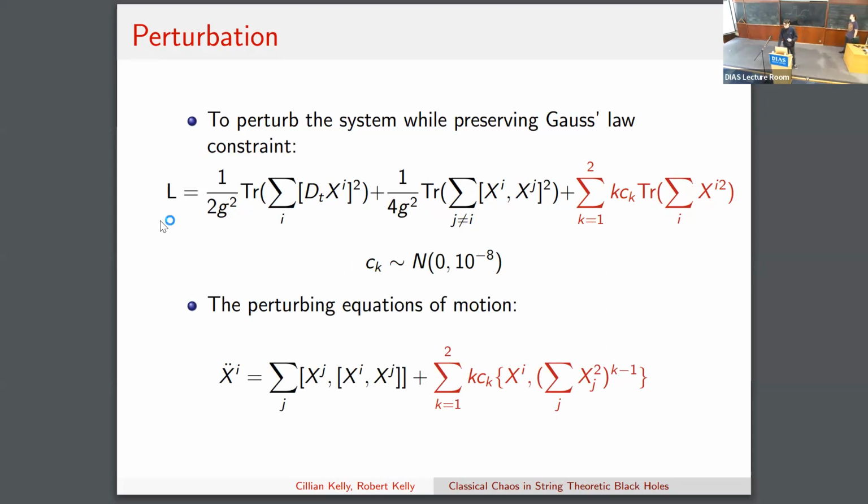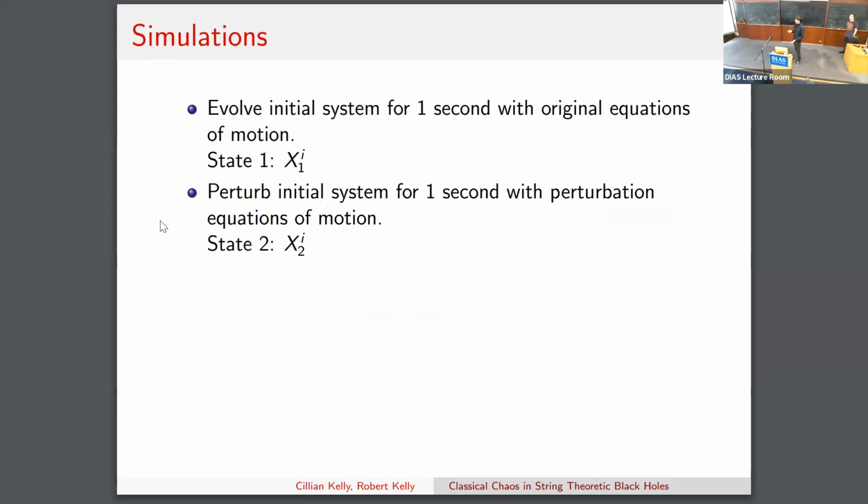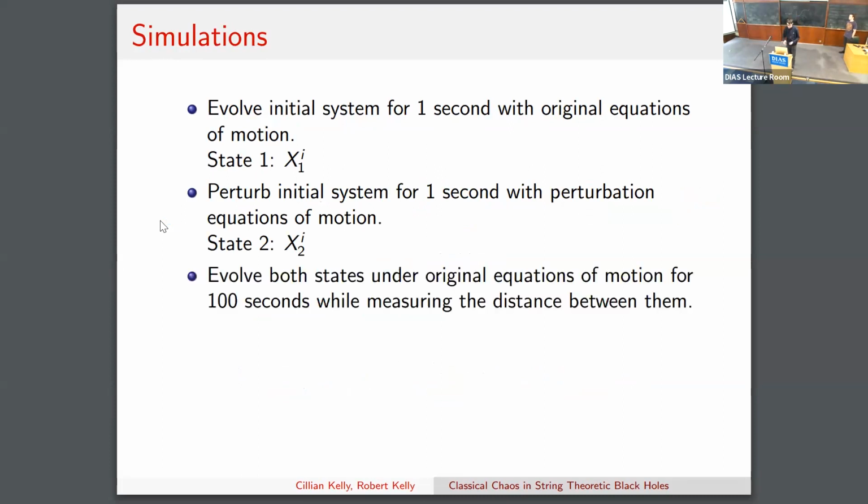And then in order to get our two states, we have a thermalized set of coordinates. We then evolve the thermalized set of coordinates with the original equations of motion to get state x1. And then we go back to the thermalized coordinates. We then evolve the thermalized coordinates with our perturbation equations of motion to get state x2. These would be very similar because those CK coefficients were very small, but they won't be exactly the same. So there will be a little distance in between them. And then we can evolve both of those states simultaneously while measuring the distance between them for 100 seconds.